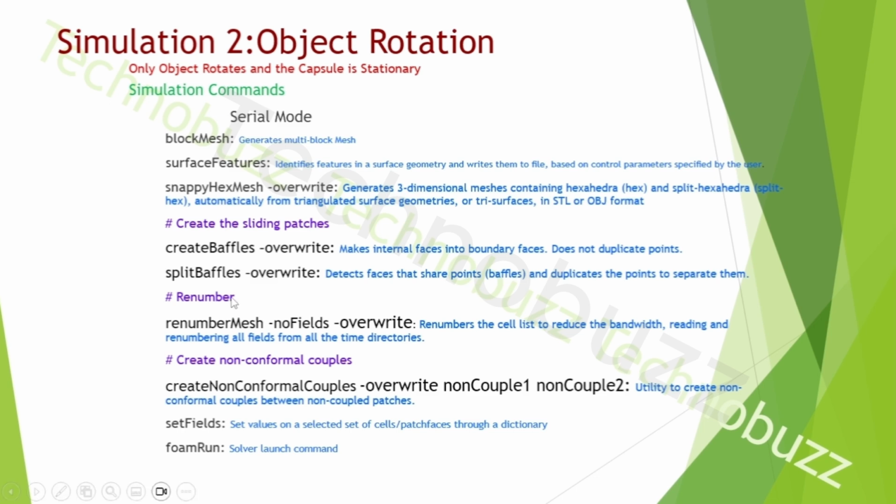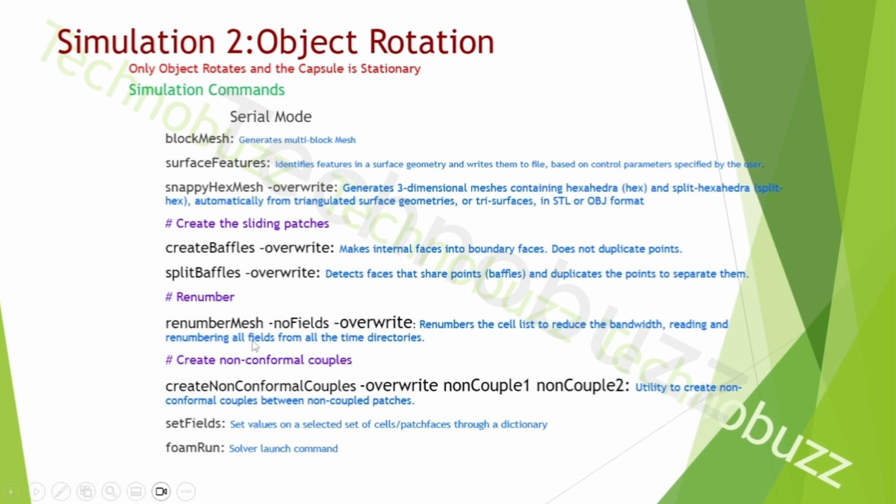So for that purpose, these two commands are used: createBaffles. So this makes the internal faces into boundary faces, does not duplicate points. Now the next command, splitBaffles, detects faces that share points and duplicates the points to separate them. So these two commands will create the interface boundaries between the stationary and the dynamic mesh.